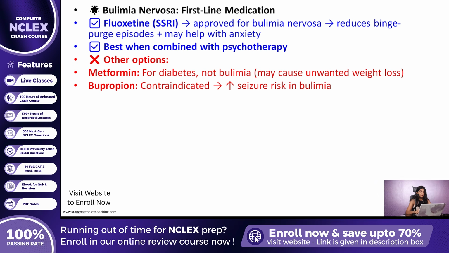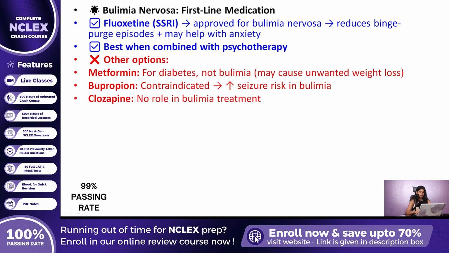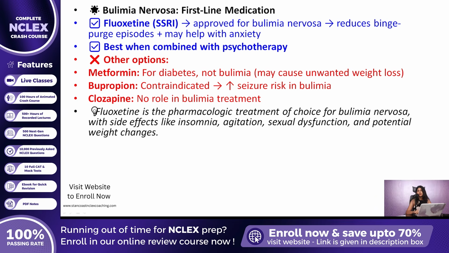Option B, bupropion, is contraindicated in bulimia nervosa because it increases the risk of seizures and may also promote weight loss. Option D, clozapine, is an atypical antipsychotic that has no role in treating bulimia nervosa. The key point to remember is that fluoxetine is the first-line pharmacologic treatment for bulimia nervosa, and it works best alongside therapy, although it can have side effects such as insomnia, agitation, sexual dysfunction, and potential weight changes.